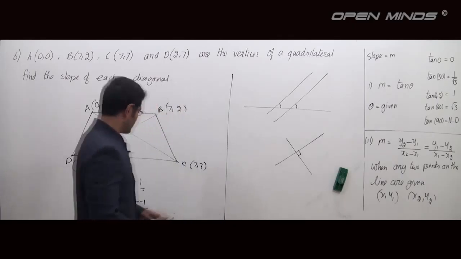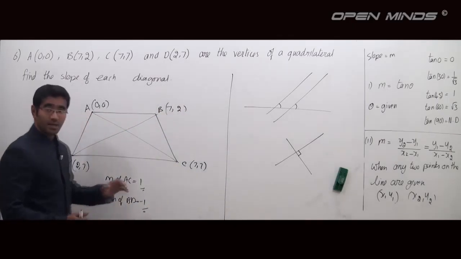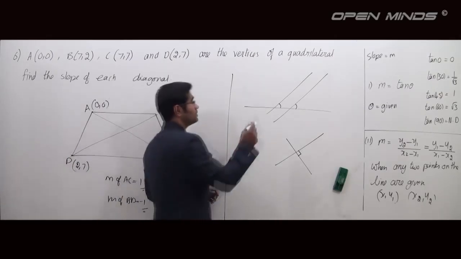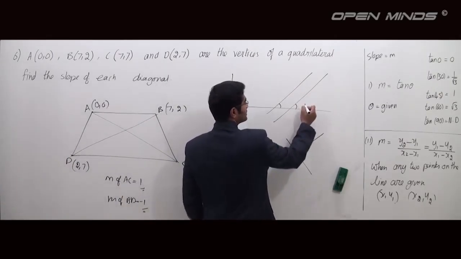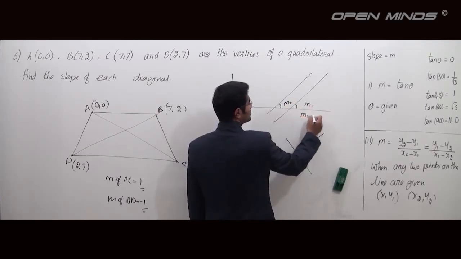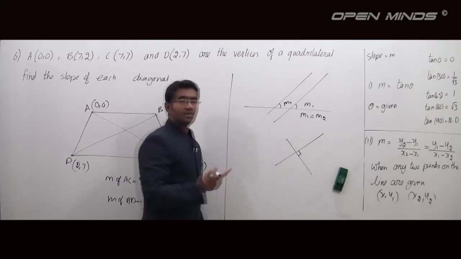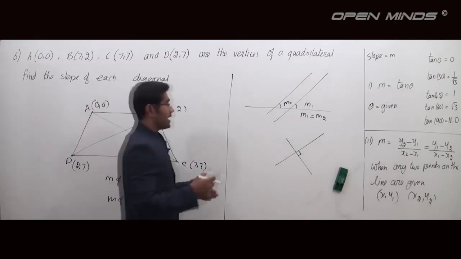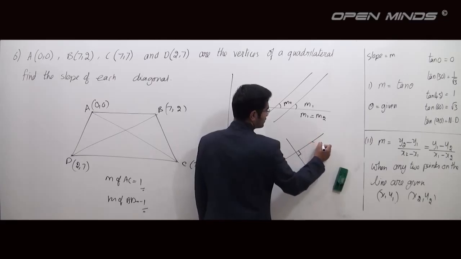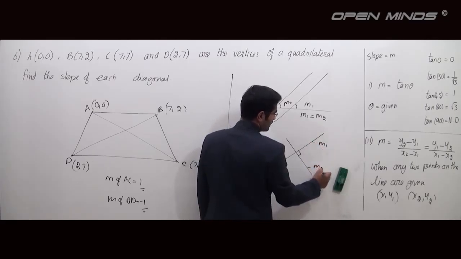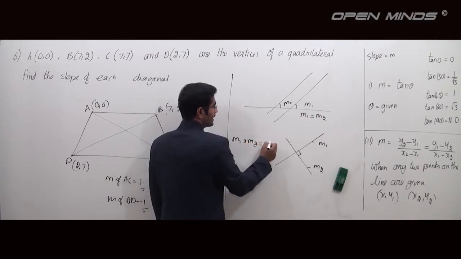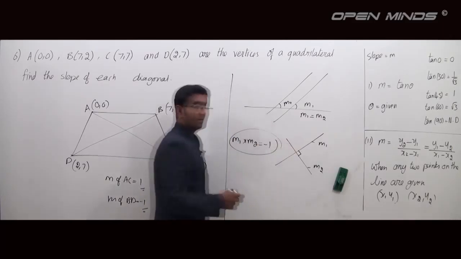We understood how to find the slope of AC and BD, but there's some extra information you guys should know. If I have two lines which are parallel, I can say this guy's slope is M1, this guy's slope is M2. Then M1 is equal to M2. This is a condition for two parallel lines. And let's suppose the angle between two lines is 90 degrees and this guy's slope is M1, this guy's slope is M2. If I multiply them, M1 times M2, and it is -1, then I say that these two lines are perpendicular.